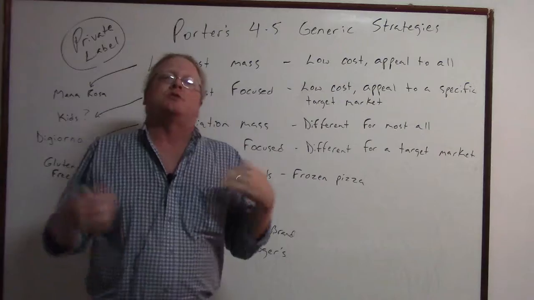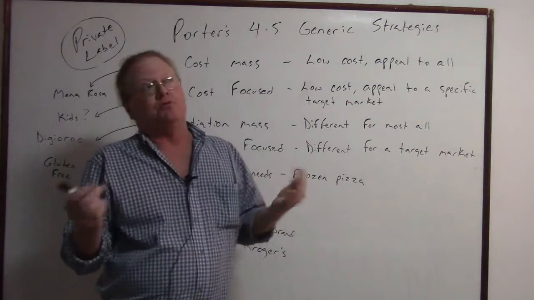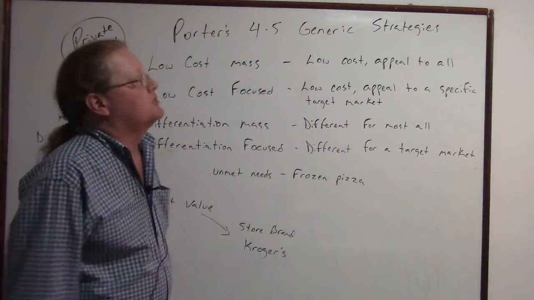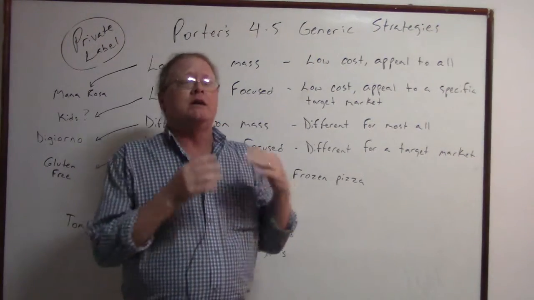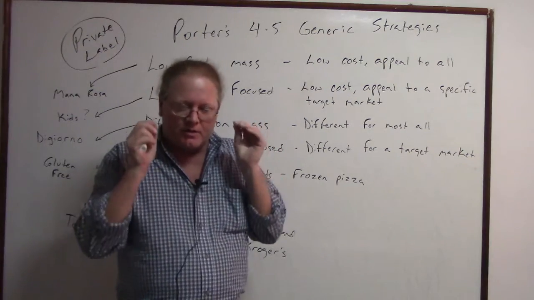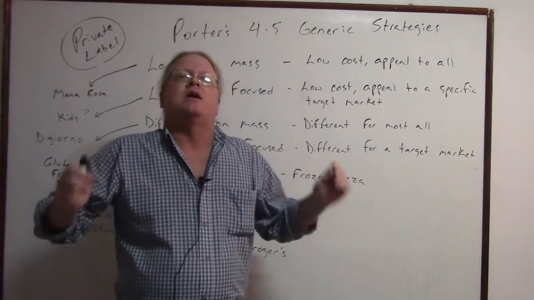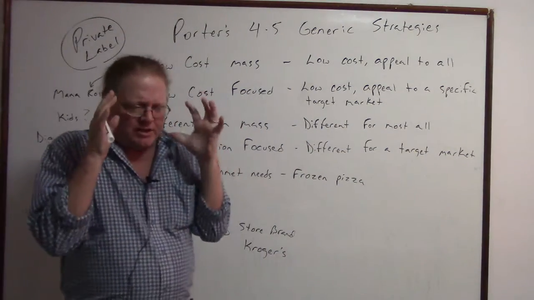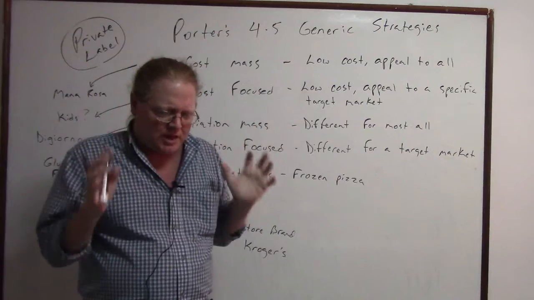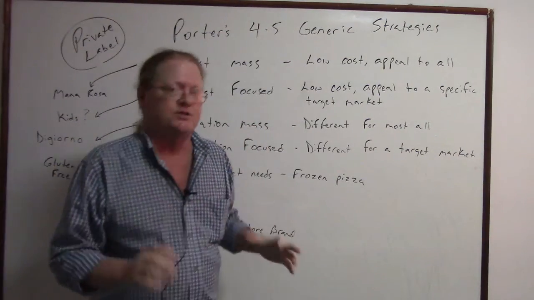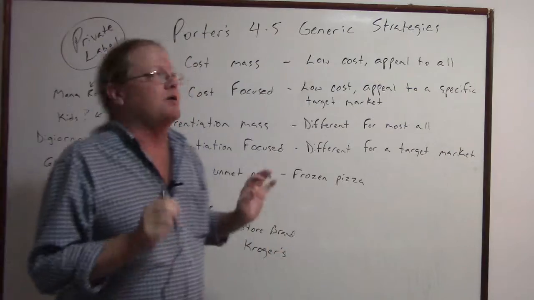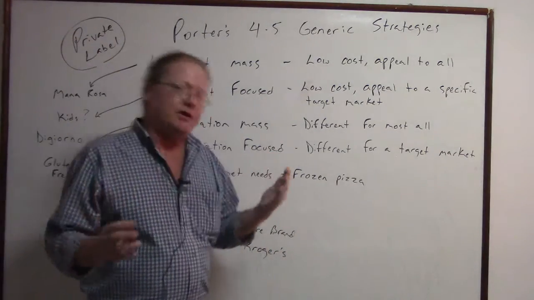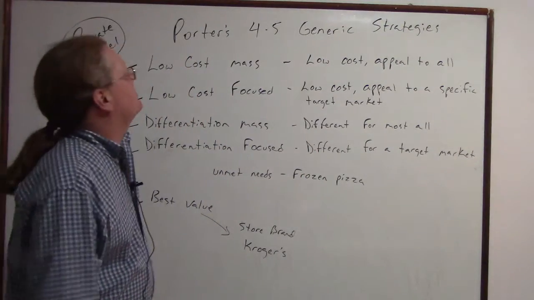I know you saw this on the study guide, and a few of you might have seen a video on Porter's 4 to 5 generic strategies. Starting today, we need to think about our final project, which is private label. We need to keep that in mind. Everything we talk about, try to apply it to your final project. In this case, I want to use Porter's 4 to 5, depending on what textbook you have, generic strategies.